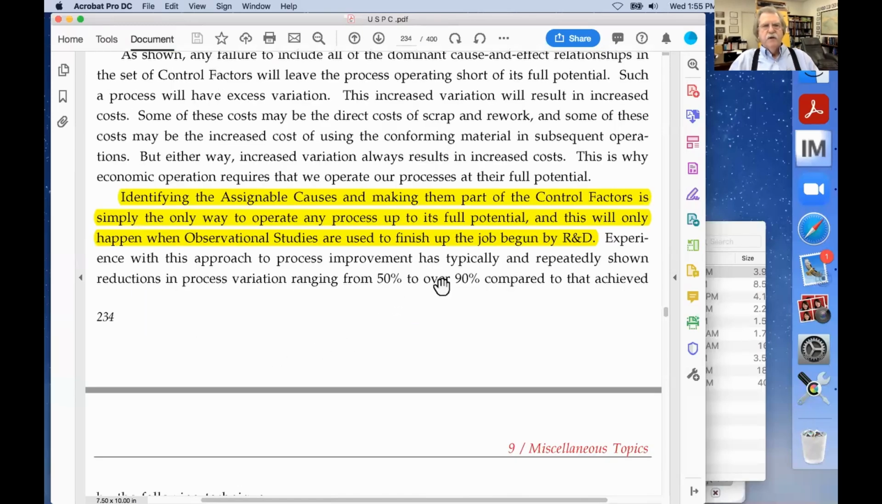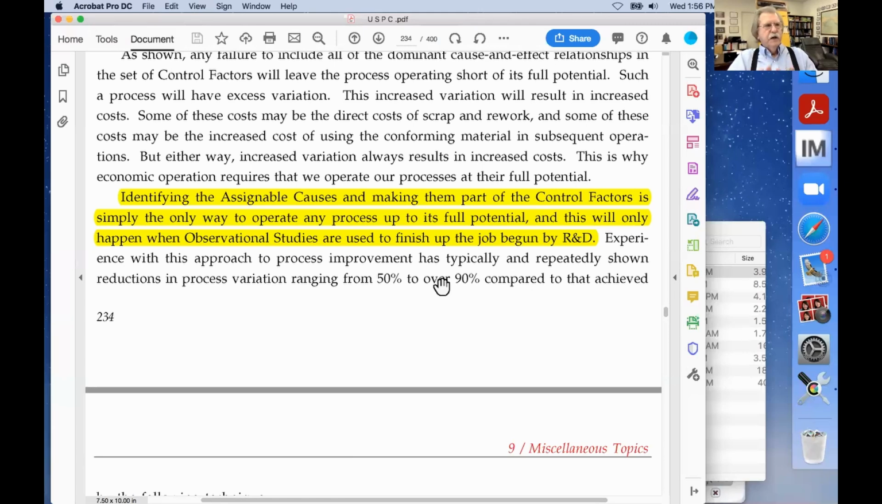Identifying the assignable causes and making them a part of the set of control factors is simply the only way to operate any process up to its full potential. And this will only happen when observational studies are used to finish up the job begun by R&D.